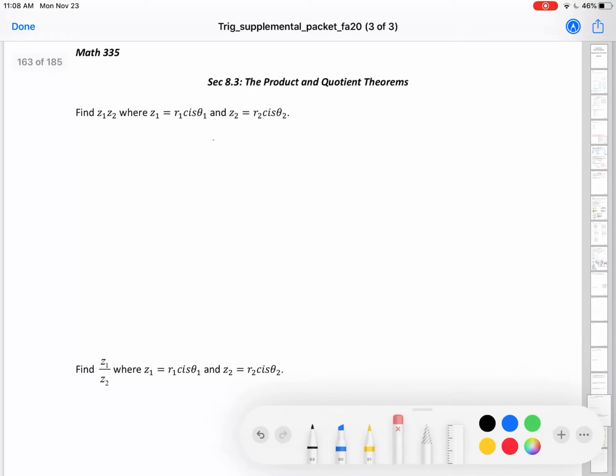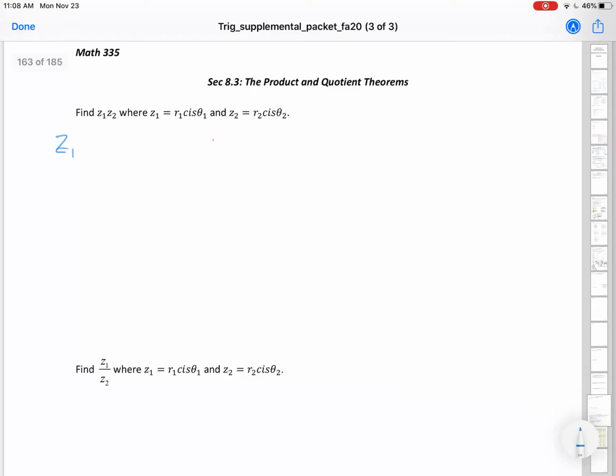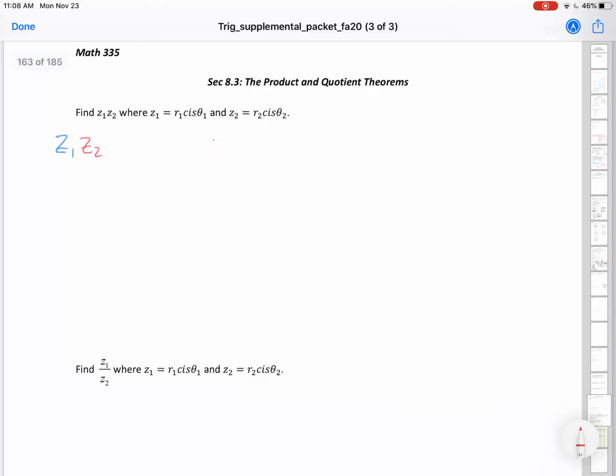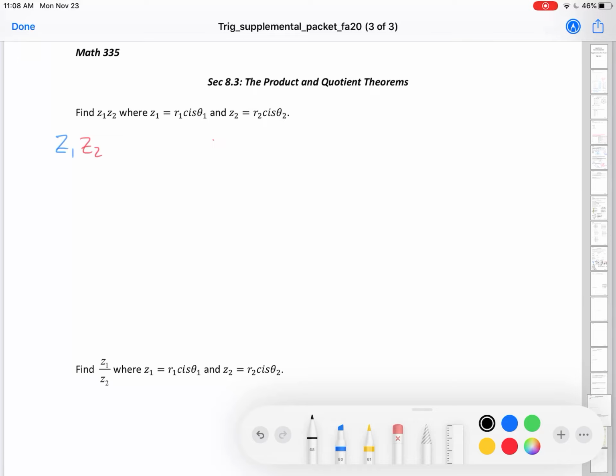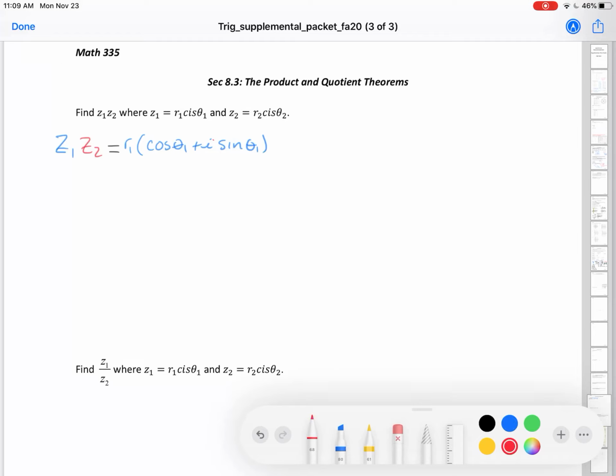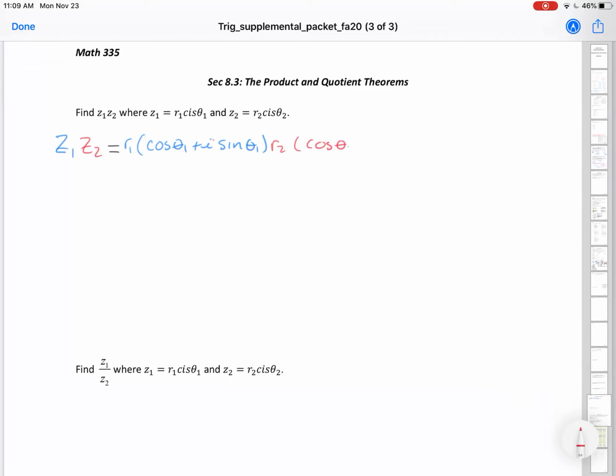So let's talk for a moment. In order to help ourselves isolate stuff, I'm going to have Z1 represented in blue, and I'm going to have Z2 represented in red. So Z1 times Z2 is this. Z1 is r1 cosine theta 1 plus i sine theta 1, and Z2 is r2 cosine theta 2 plus i sine theta 2. And we just need to multiply those together.